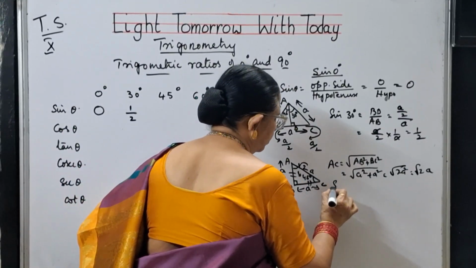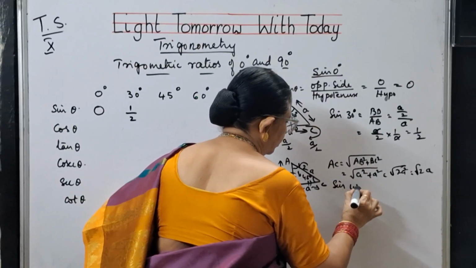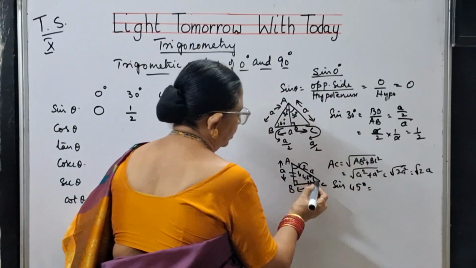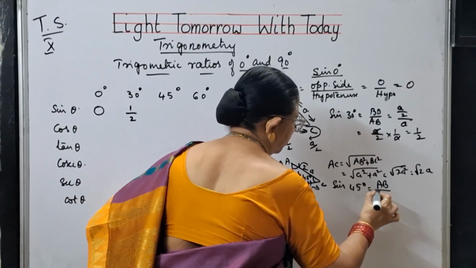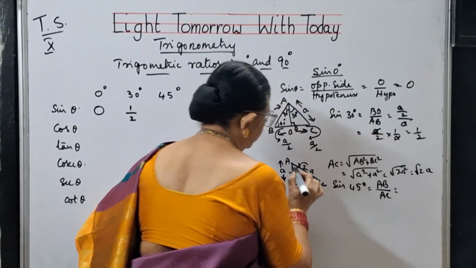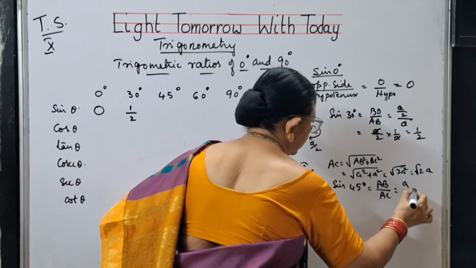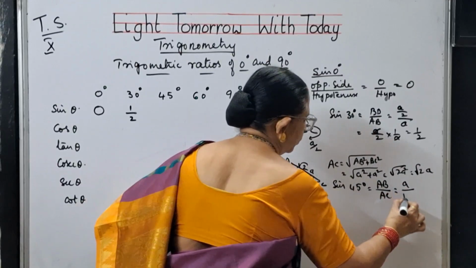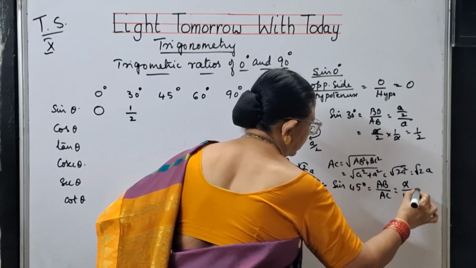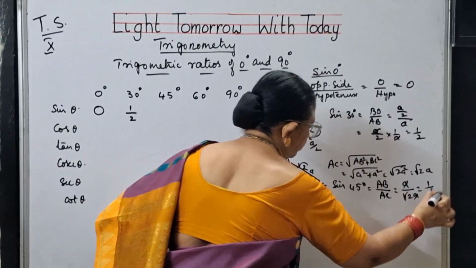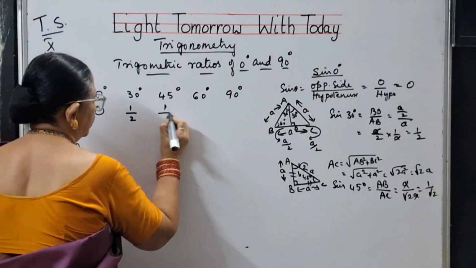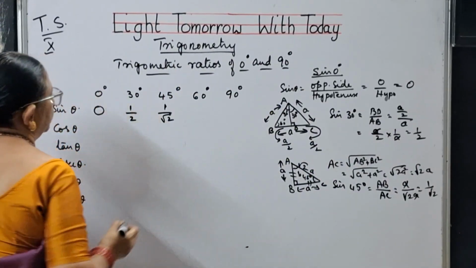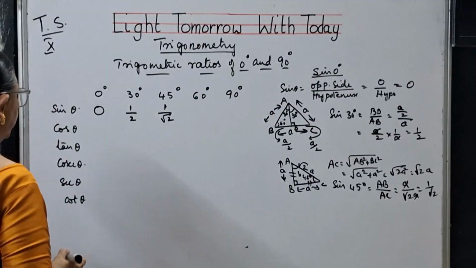So you want to find out what is sine 45 degrees. Sine 45 degrees, if you take this, AB by AC. AB by AC. What is AB? It is a, by AC, root 2 a. So a and a will get cancelled. 1 by root 2 is the sine 45 value.